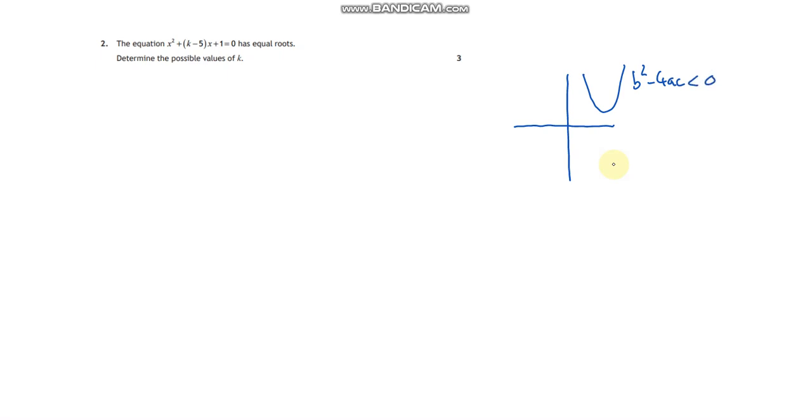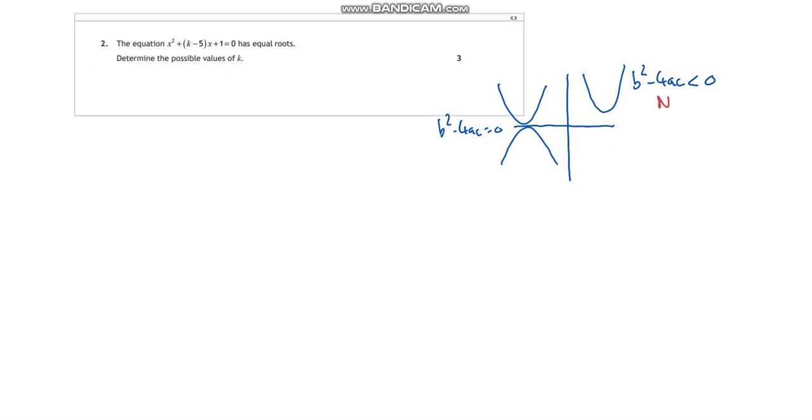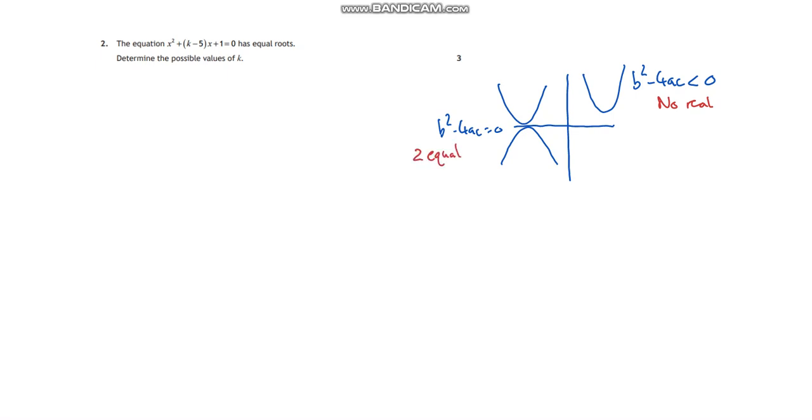For something like this, where you've got one root, then b squared minus 4ac is equal to 0. We don't say one root, we say we've got two equal roots. So for this one, there's no real roots. For this one, there's two equal and real roots.